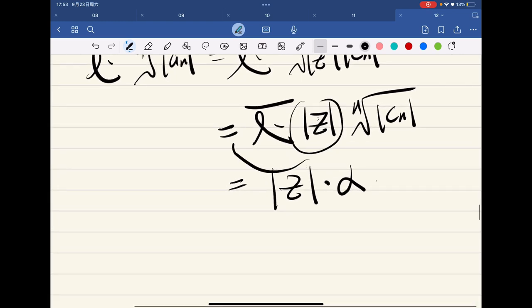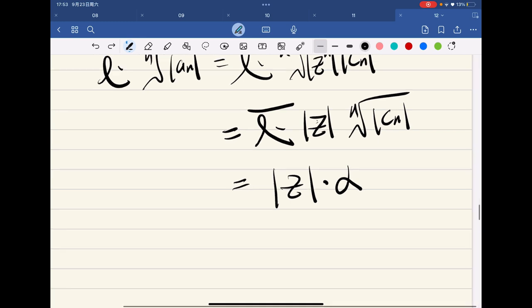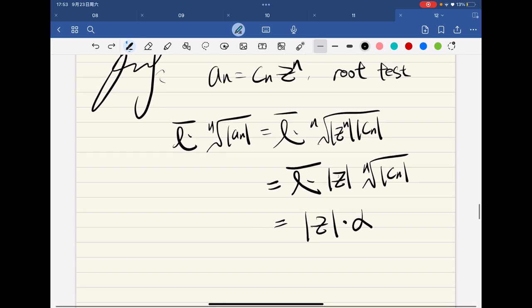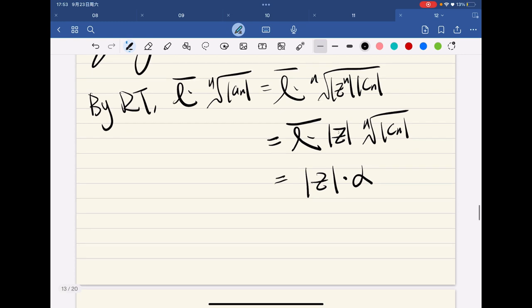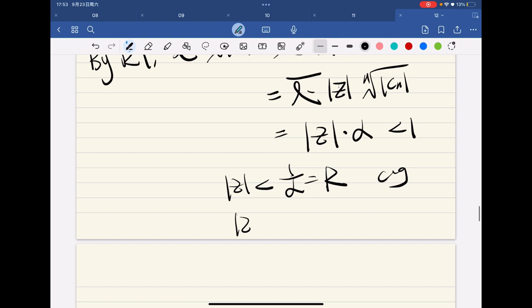You move this to here, z times alpha. Well, by the root test, if this is less than 1, which means that |z| is less than 1 over alpha, it converges. Greater than, it diverges.